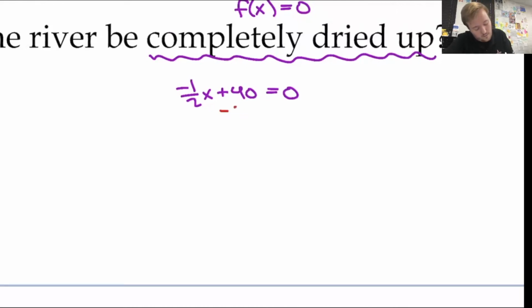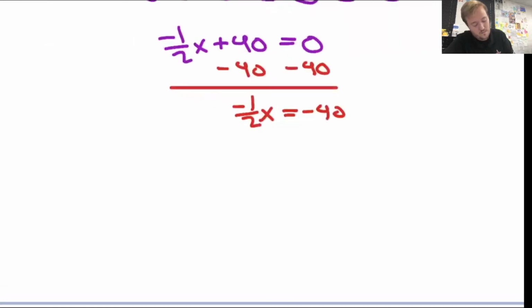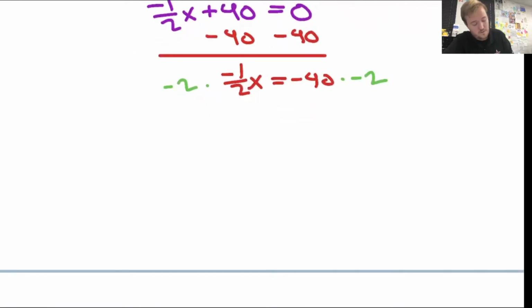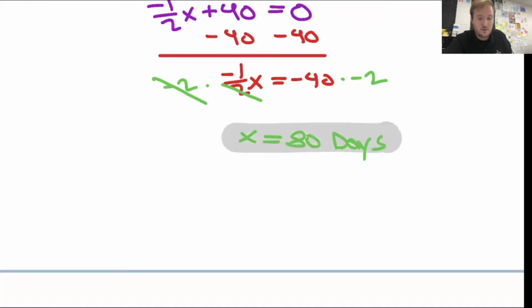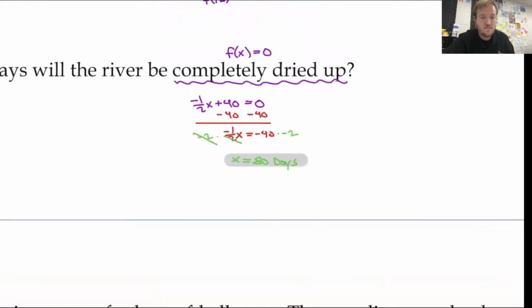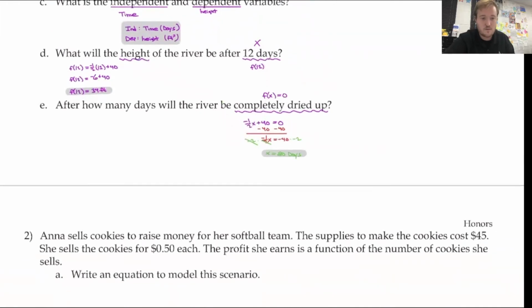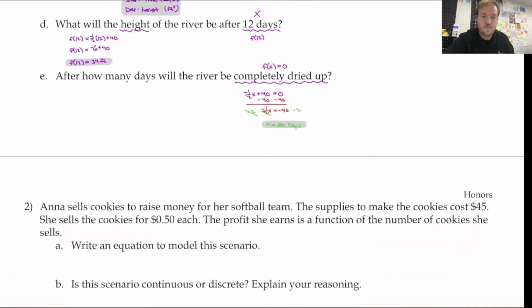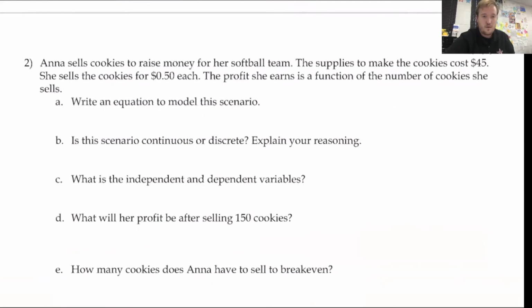So I'm going to subtract 40. So negative 1/2 x equals negative 40. So now I'm going to multiply by negative 2. So negative 2 here, that go away. So I have a positive x equals positive 80. So after 80 days, the river will be completely dried up. So that's what, 2.5 months, 2.5-ish months. Okie dokie. Number 2.